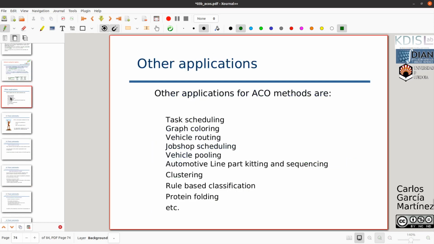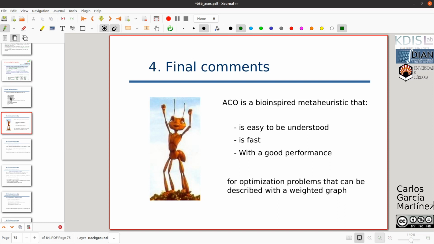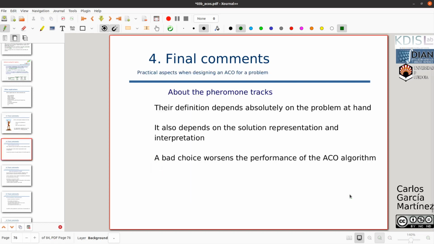There are for sure a lot of other applications of ant colony optimization, as with any other metaheuristics. Some final comments about ant colony optimization: they are easy to apply to different problems. In all these cases, you have to translate your problem. You have to describe your problem as a weighted graph. In this stage, you have to provide a definition for the pheromone tracks. You have to tell the algorithm what the pheromone tracks mean.